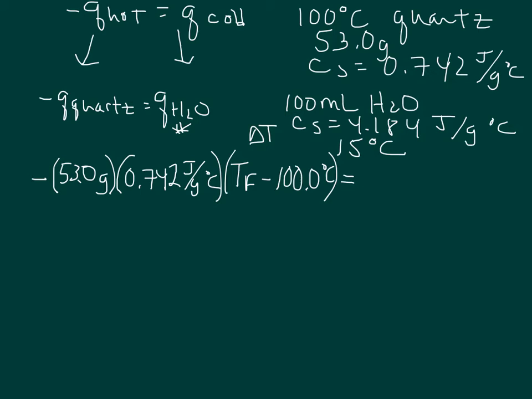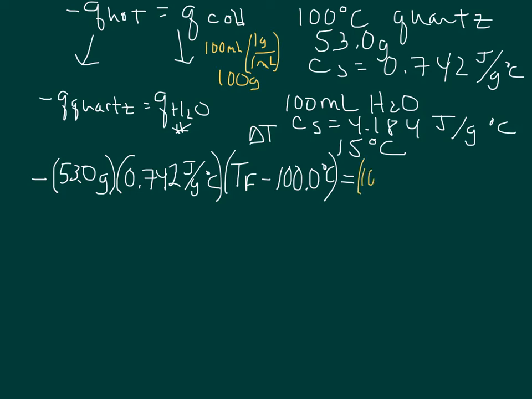So we have 100 milliliters of water, and we know the density of water is 1 gram per milliliter. So I'm going to write this in a little bit different color up here. So 100 milliliters of water, 1 milliliter gives 1 gram. So that's 100 grams of water. All right, so let's go ahead and write that in there.